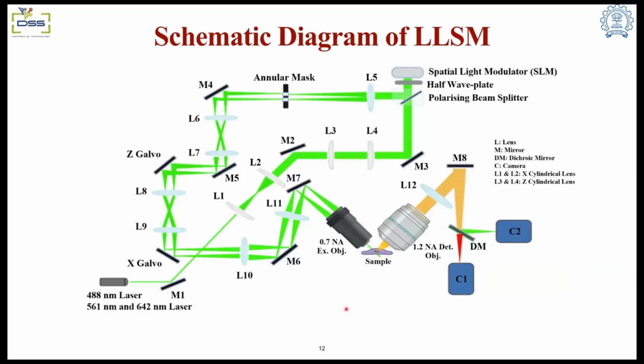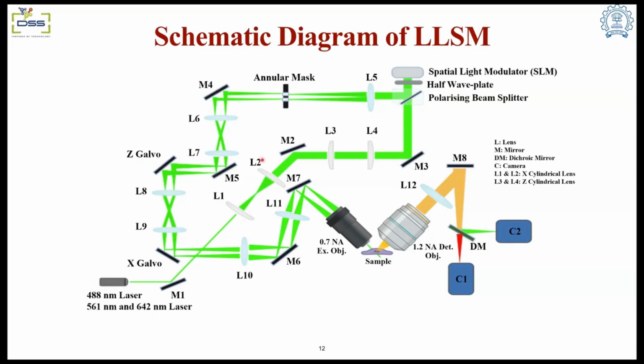This is the schematic diagram of the lattice light sheet microscopy. It uses three kinds of laser: 488 nanometer, 561 and 642 nanometer. However, in this setup, we can use up to six channels of laser together. So the light is coming here.